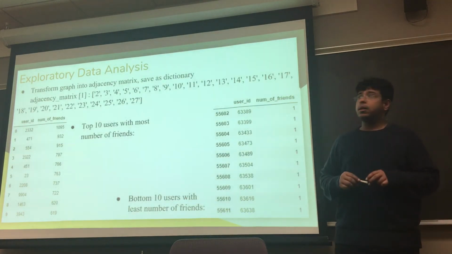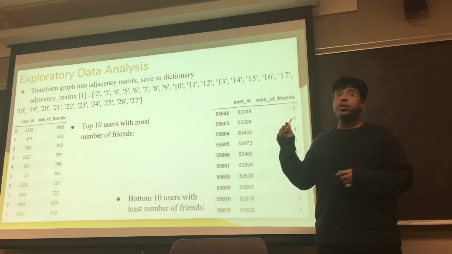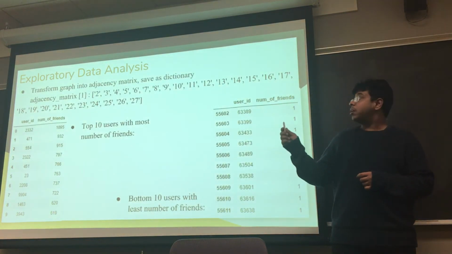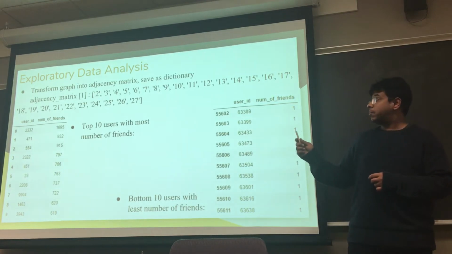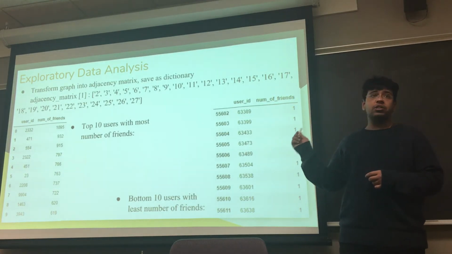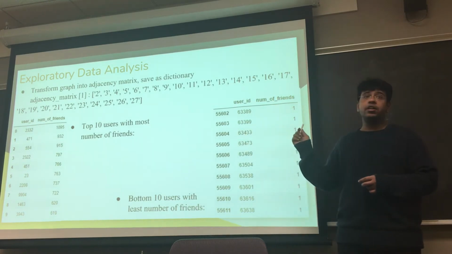On your screens is some of the exploratory data analysis that we did throughout this project. For each of the different users, we created a unique adjacency matrix that was later fed onto the recommendation systems that we built. We had two different tables on here that shows the highest number of friends and the lowest number of friends in our database, the highest reaching 1095 and the lowest reaching 1.